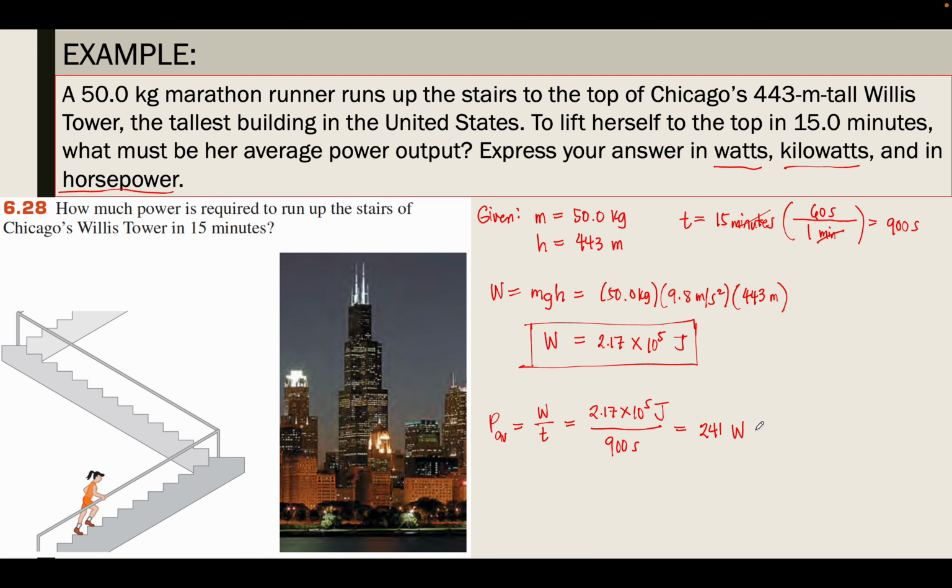Since we will express our answer in watts, kilowatts, and horsepower, let us convert the 241 watts into kilowatts. We need to divide it by 1000, since 1 kilowatt is equivalent to 1000 watts. So it is equal to 0.241 kilowatt. And then for the last one, we will convert that into horsepower.